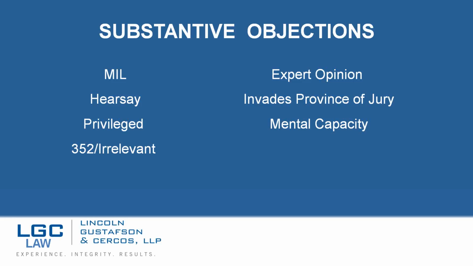A question can be objectionable because it invades the province of the jury. If you're asking an expert, well, wasn't it negligent for this person to do it that way? Objection, invades the province of the jury. Objection, legal conclusion could be another type. And mental capacity: everybody who takes the stand has to be of a certain age and have mental capacity to provide reliable testimony. So those are kind of substantive objections.